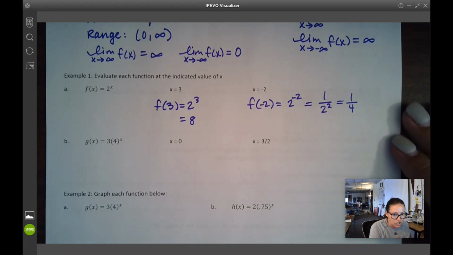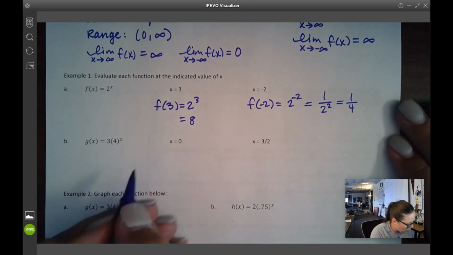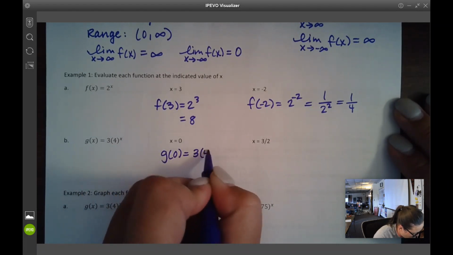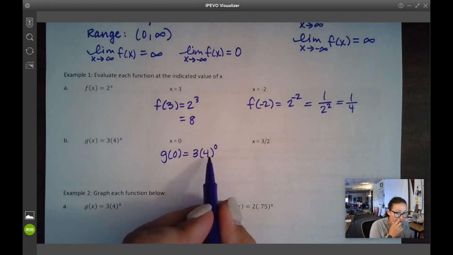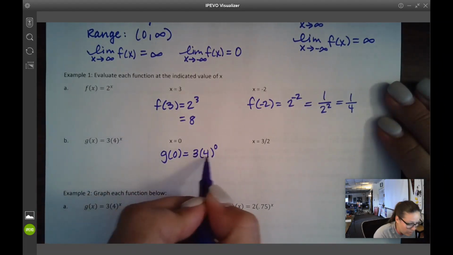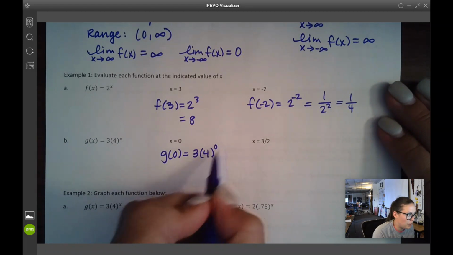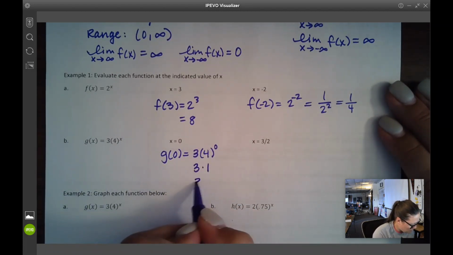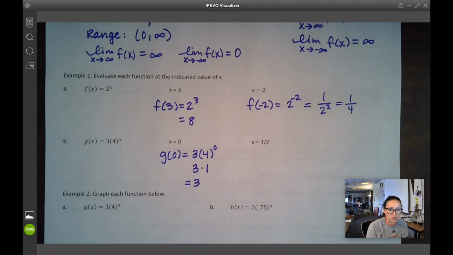Now we have a new function, g of x. x equals 0. Guys, we should already know the answer to this without having to plug it in. 3 times 4 to the 0. Hey, make sure you're doing PEMDAS. Some people like to do 3 times 4 first, but we got to do our exponents first. Anything to the power of 0 is 1. 3 times 1 is 3.